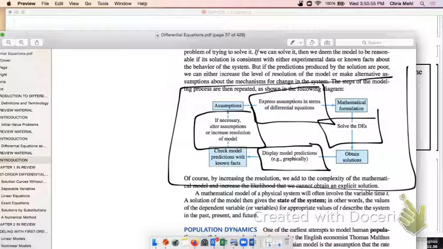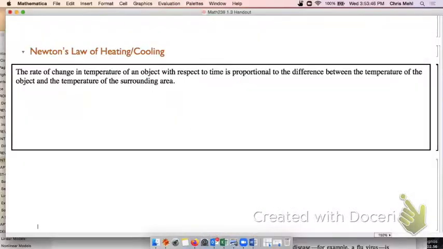So there's this interesting feedback loop. For people that are actually interested in mathematical modeling, I know there's a lot of mathematical modeling that takes place with population genetics and biology and things like that. Okay, and then next we could look at modeling Newton's law of heating and cooling with a differential equation.